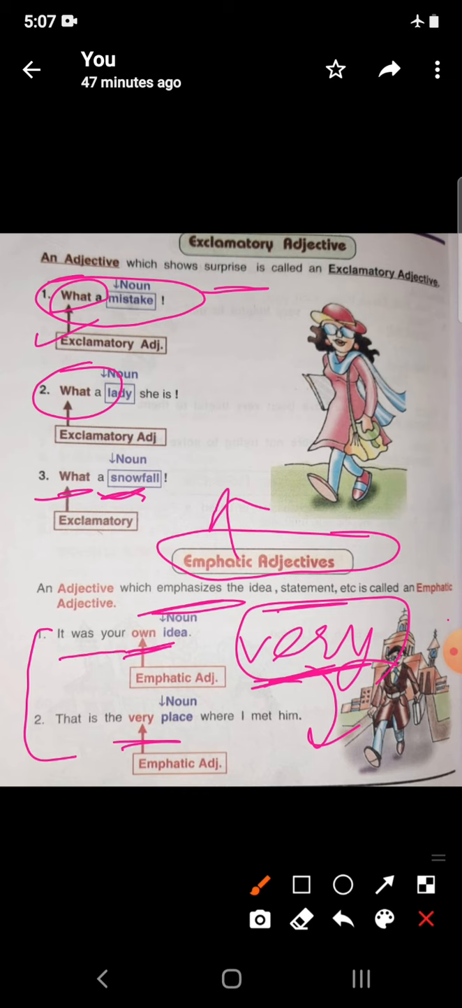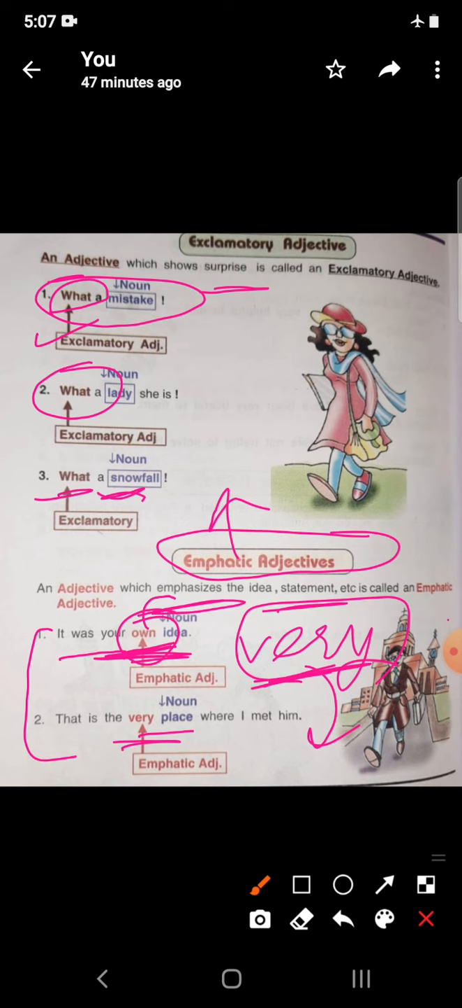We can also say it was your idea. That is a complete sentence, it was your idea. But when we say it was your own idea, it means it was your very own idea. So we try to emphasize this statement here. So own, the word emphasizes it. It becomes an emphatic adjective. That is the very place where I met him.